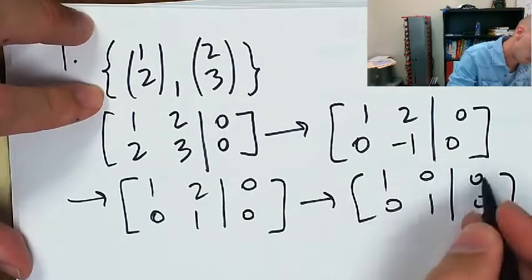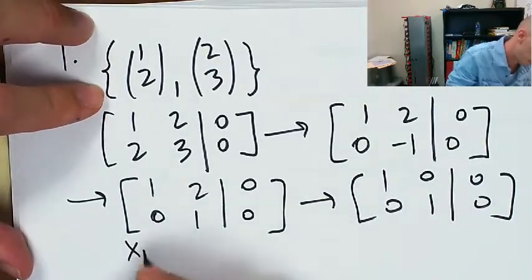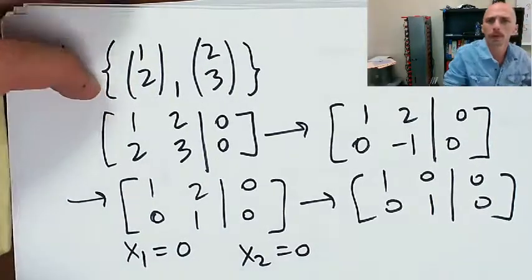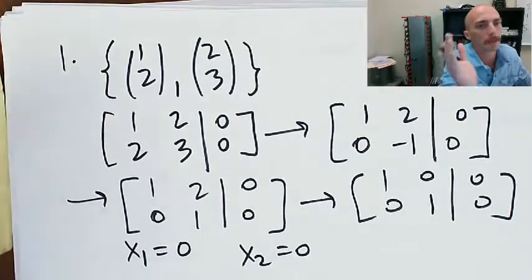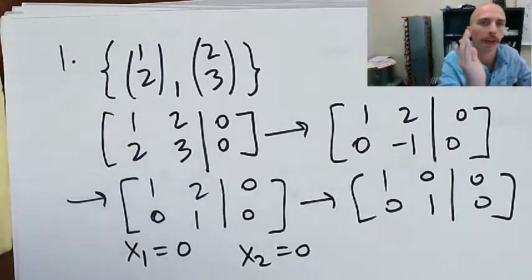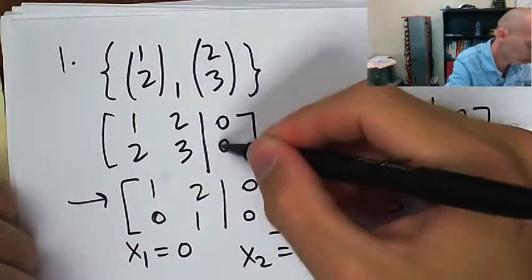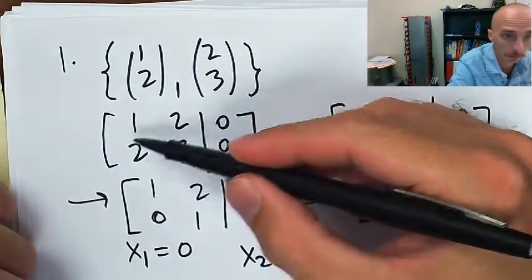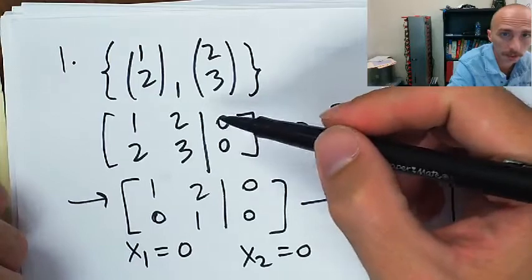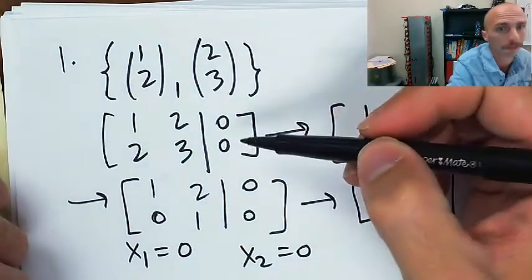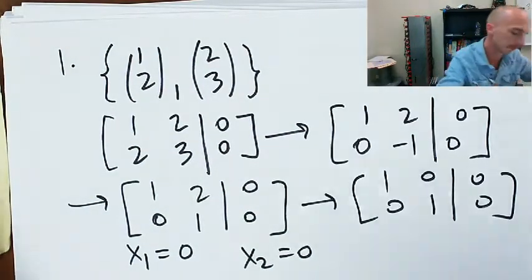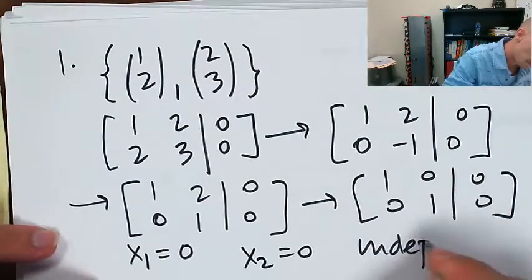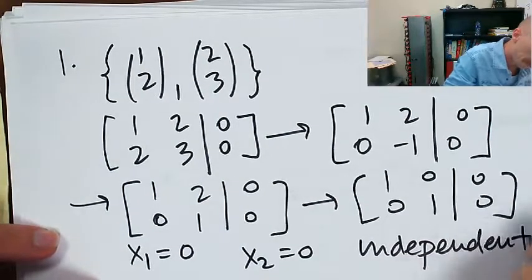I'm going to interpret my solution space. This means that x1 equals 0 and x2 equals 0. But what are we even talking about here? What is x1? What is x2? x1 and x2 are the numbers of each of the vectors that I have to add together to get this one, right? The number of each of the columns I have to add together to get this. So I need to take 0 of this one and 0 of that one to get that. So if the only combination of these that gets the 0 vector is 0 of each, that means linear independent. So I'm going to say independent.